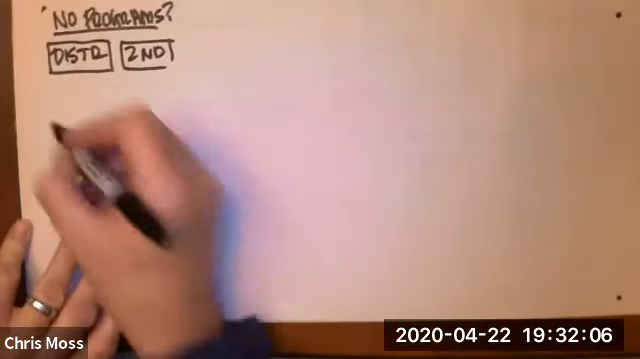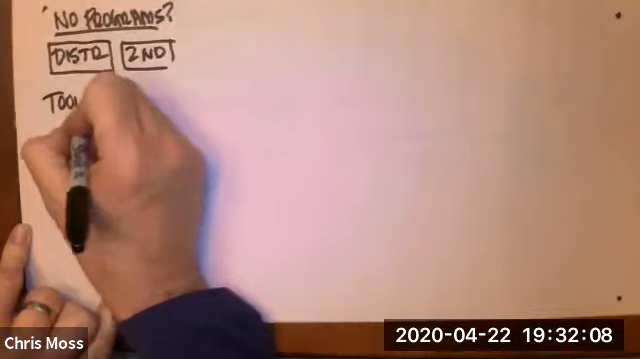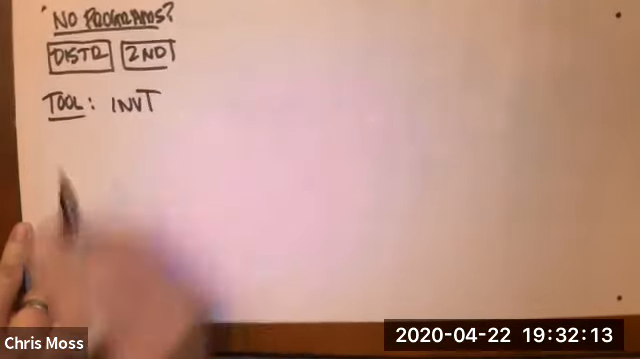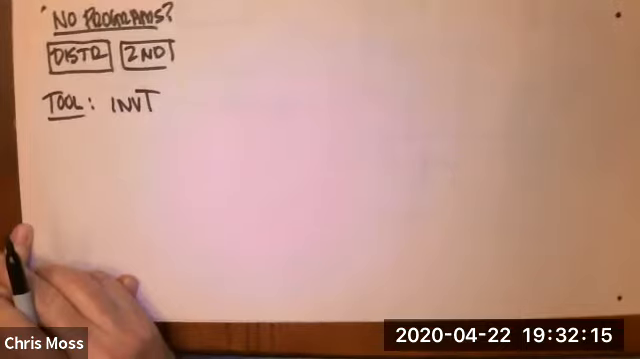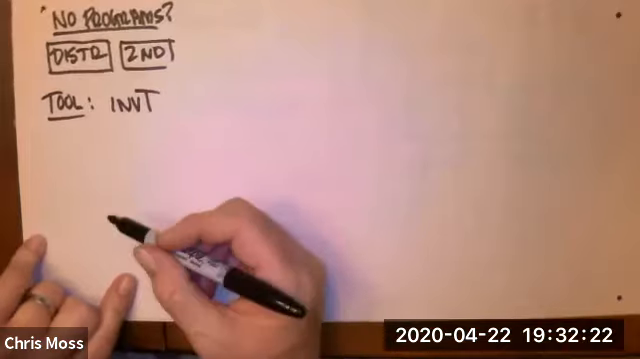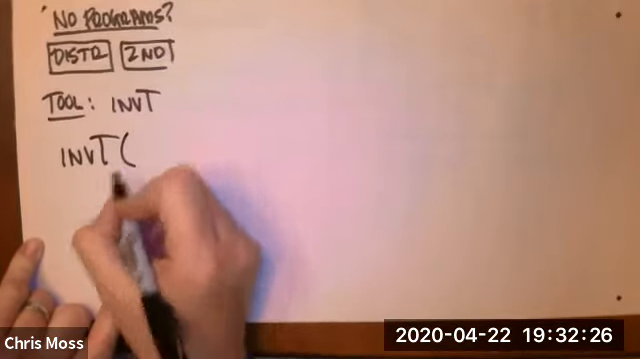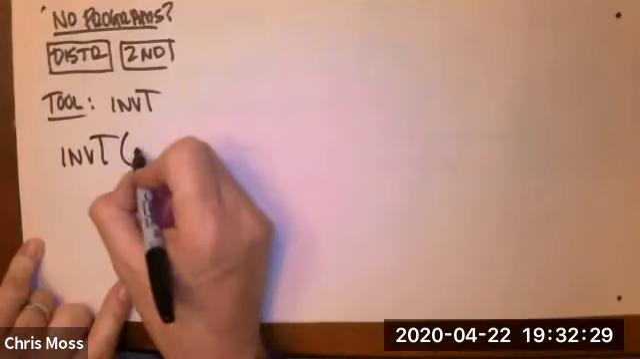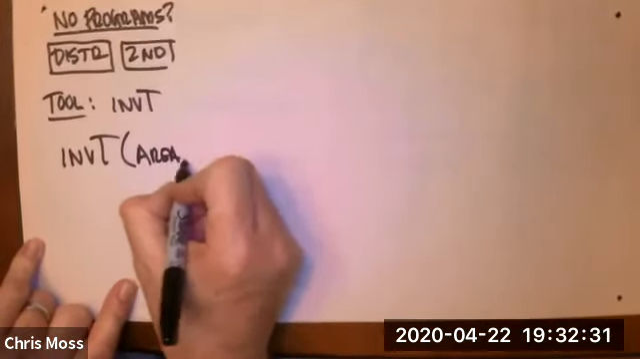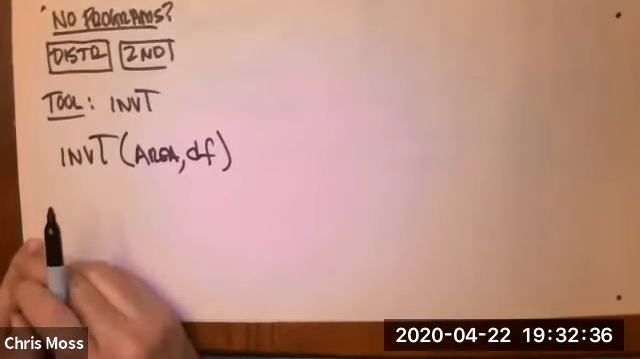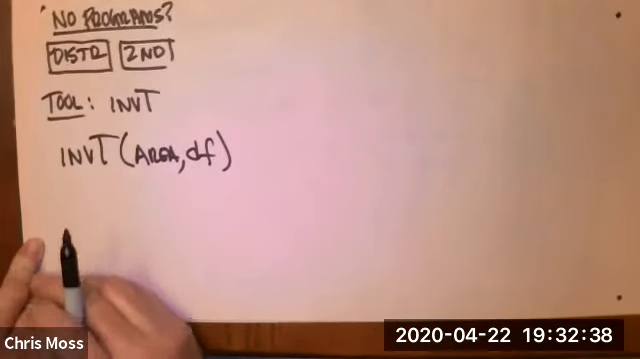I am looking for the tool called inverse T. And this is actually the tool that the program itself uses. So that inverse T, we have to work with it in a very special way. It'll come with an open parenthesis. I'll supply some area and the degree of freedom. And it gives me back just a single score.